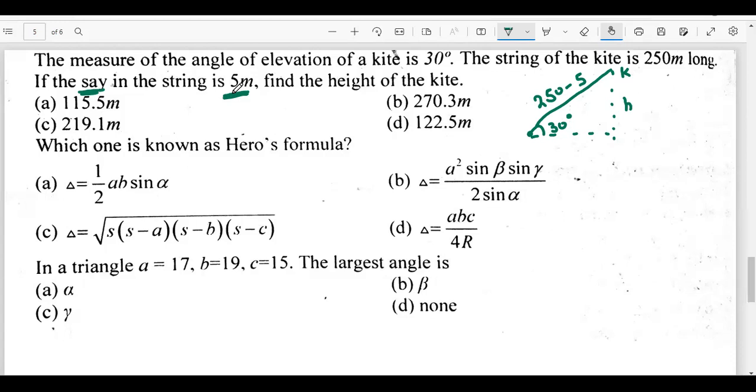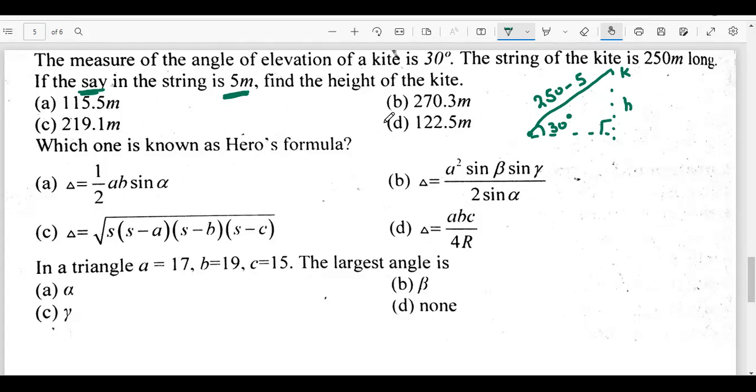The string is originally 250 meters long, but there's some extra part. If you have ever used a tape or a thread, you would know that there is some plastic wrap on it, just for your reference. They're just writing down the name of their brand and everything on that. So that part is 5 meters, and it would not be included, so it would be 250 minus 5, and this would be your right angle. Okay, Saad is back.